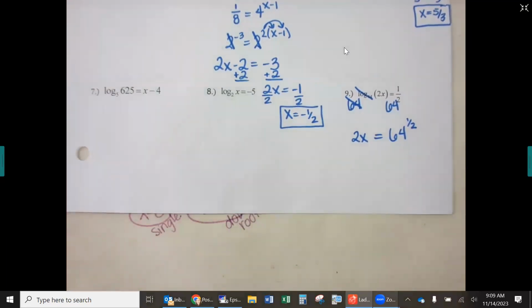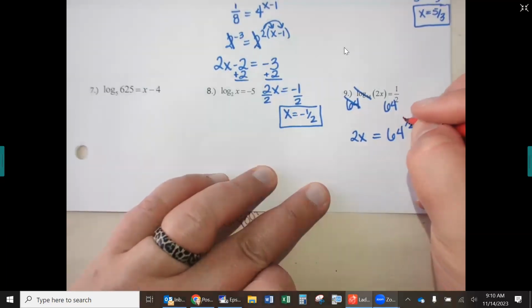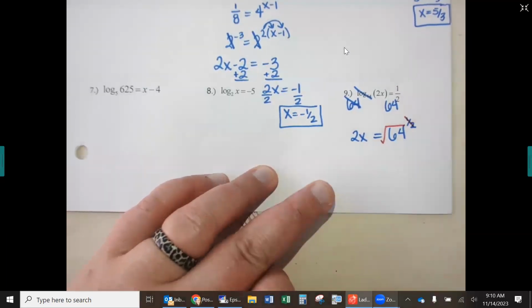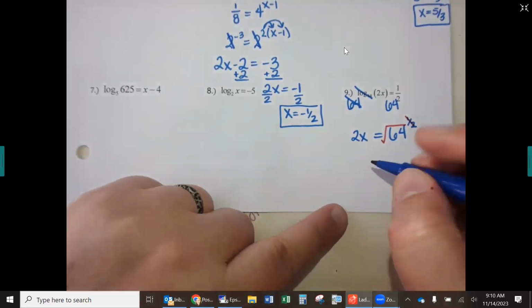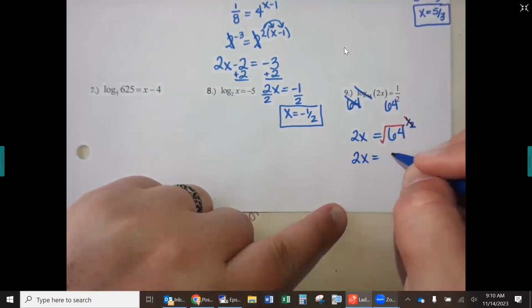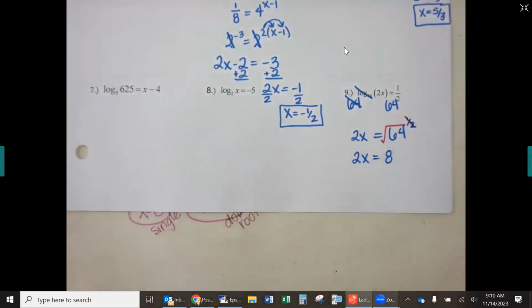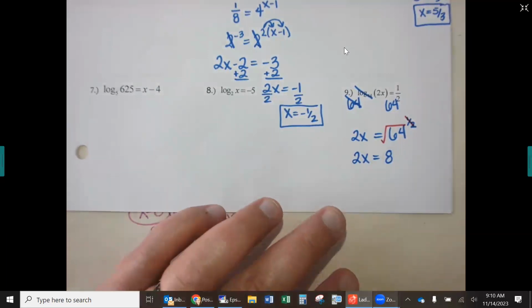Okay, from there, you should notice something very important. Your x is not little anymore. That's a regular x. And if that's a regular x, I want to turn this side back into a regular number as well. What is a 1/2 power the same as? Very good. So I'm going to cross out the 1/2 and turn it into a square root. And then what is the square root of 64? What number? 8. And then if 2x equals 8, then divide by 2 on both sides, x equals what? 4.